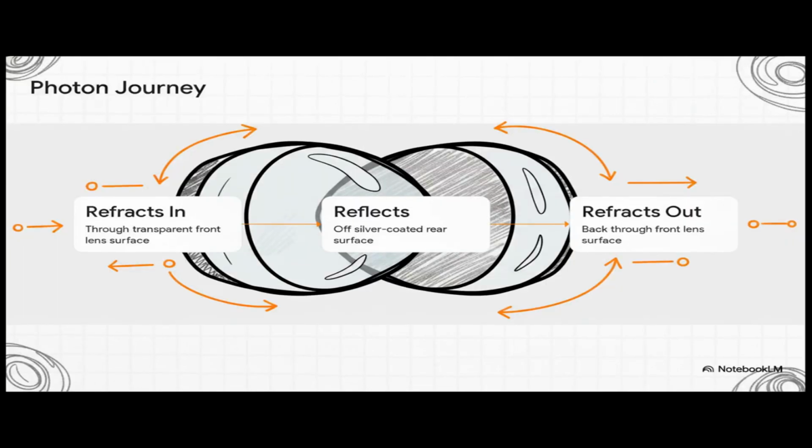When you paint the back of a lens with silver, a photon's journey changes completely. Just think about the path of the light for a second. First, the light enters and refracts through the transparent front surface of the lens. But wait, it can't escape out the back. Instead, it hits that silver-coated rear surface, bounces off, and travels back, refracting a second time out through the front. So the light actually travels 2 full times through the lens itself, with a mirror bounce perfectly sandwiched right in the middle.